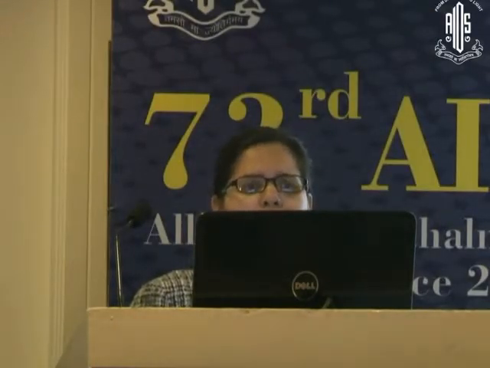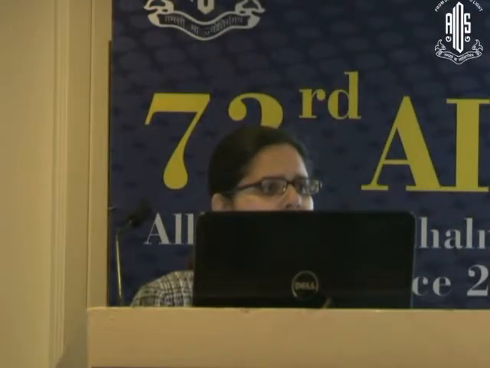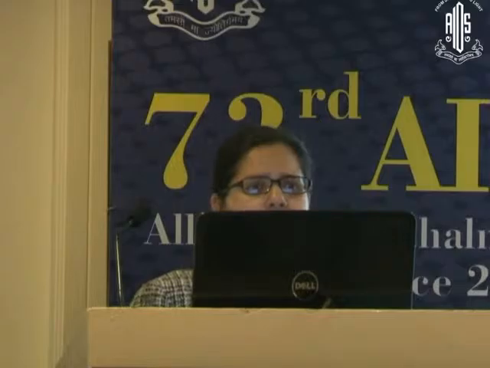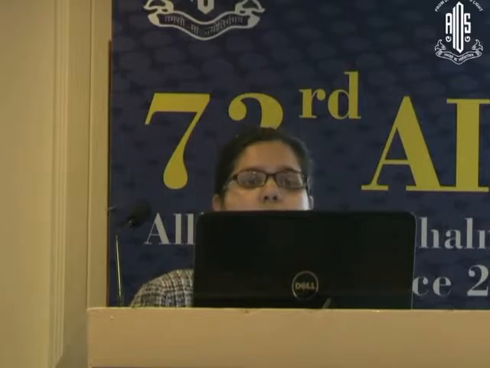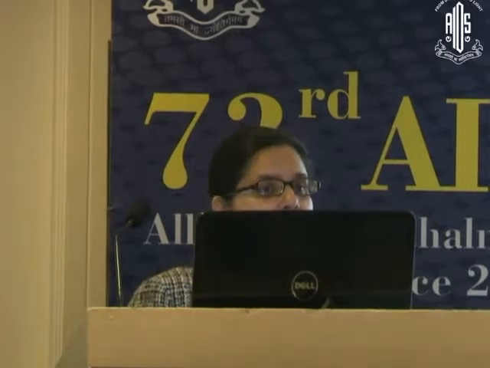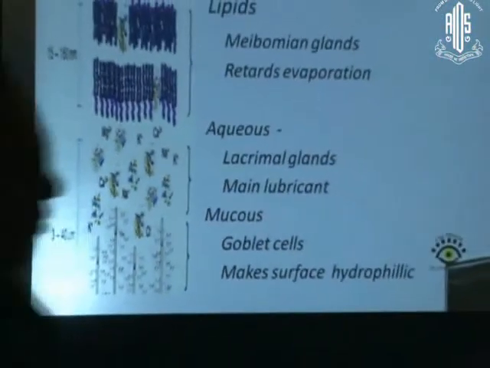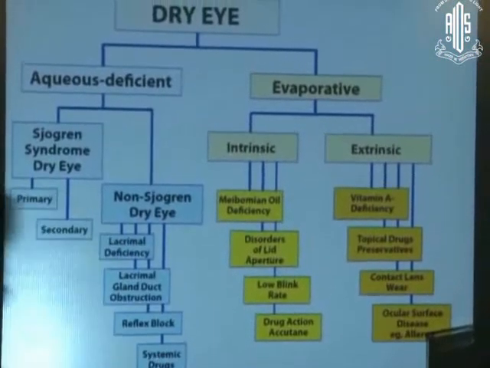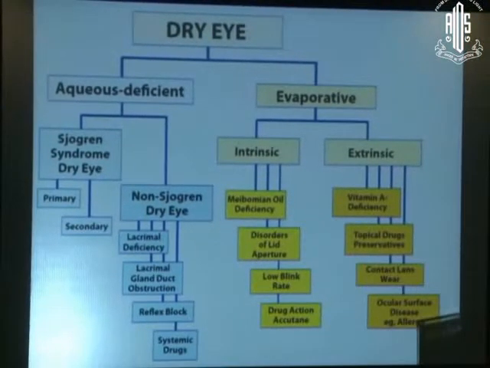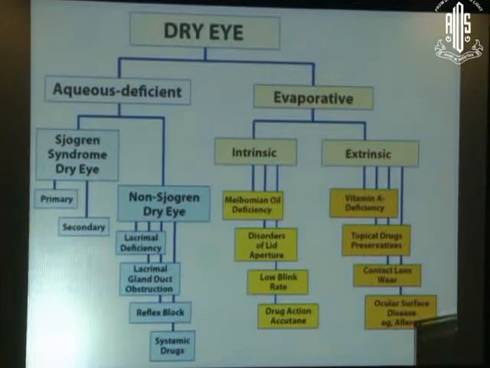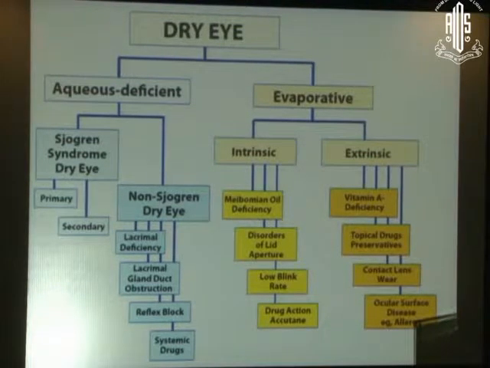Before going ahead with the MGD, just a quick revision of the tear film. As we know, it is made up of three components. Though the main component is aqueous, which is the main bulk, it is the overlying lipid generated by meibomian glands which prevents the evaporation of the tear film. So lipids are essential for maintenance of tear film. That is why dry eye is broadly divided into two types. One, the aqueous deficient, and the second is the evaporative. And in evaporative type of dry eye, meibomian oil deficiency constitutes one important component.